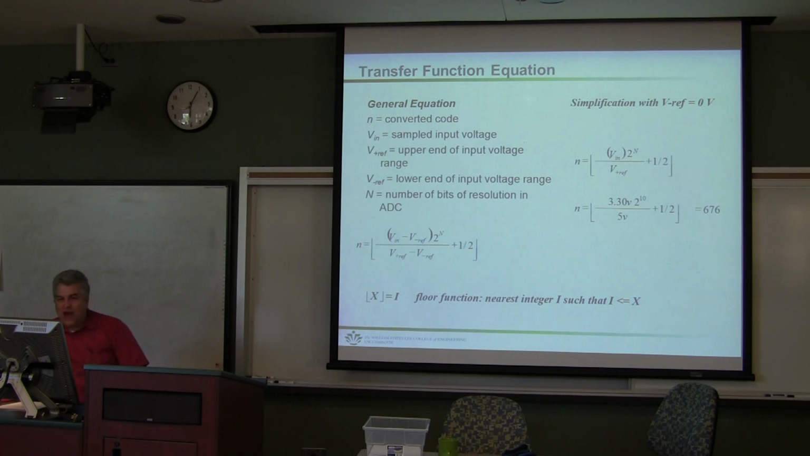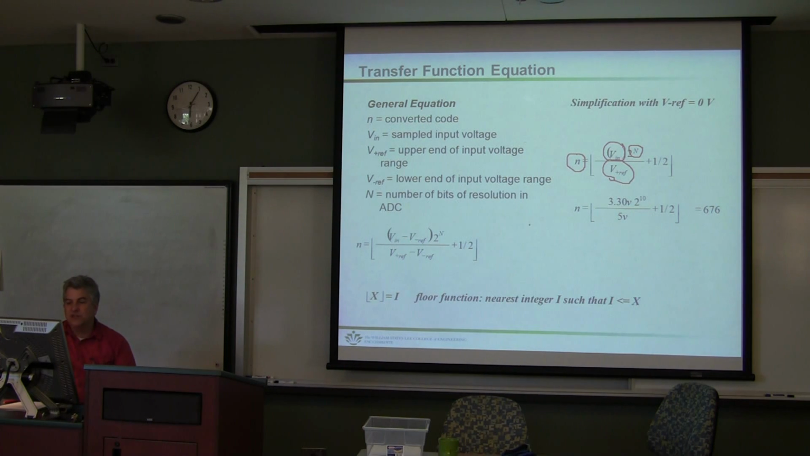Let's say we have our converted code. Converted code just means that the digital value that's going to come out is going to be something. Our plus reference tells me what the maximum voltage is for our A to D converter. Vin is what we're actually measuring. And this tells me how many bits we're able to use to represent this.